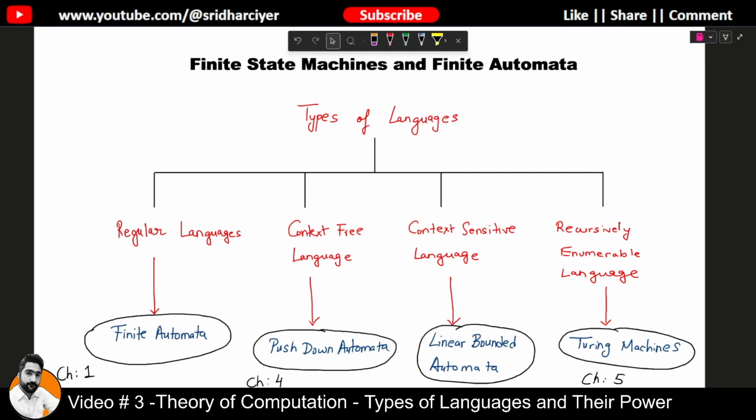called push-down automata. On similar grounds, there is one more machine called linear bounded automata, which will accept only context-sensitive languages. So if you have context-sensitive languages, you need a machine called LBA or linear bounded automata. And finally, there is this language called recursively enumerable language, for which you need a machine called Turing machines. So these are nothing but the four machines which are of utmost importance.